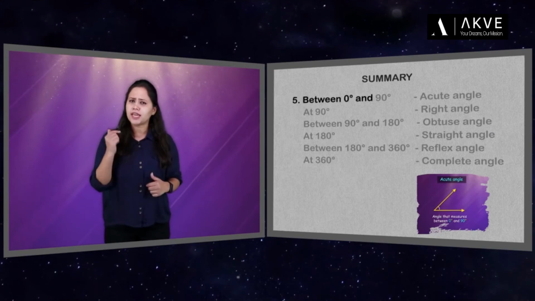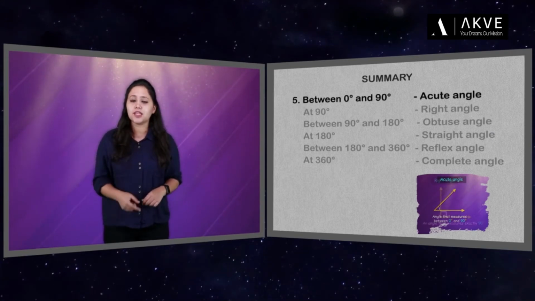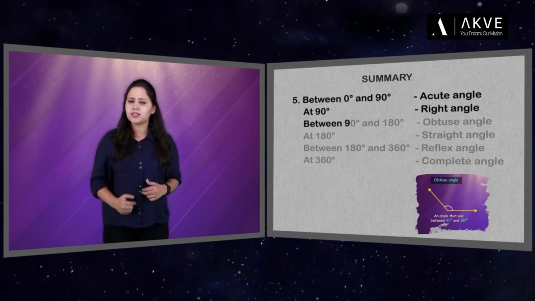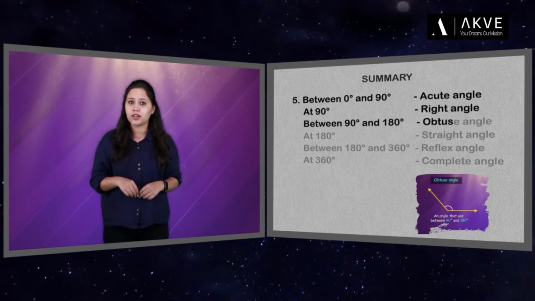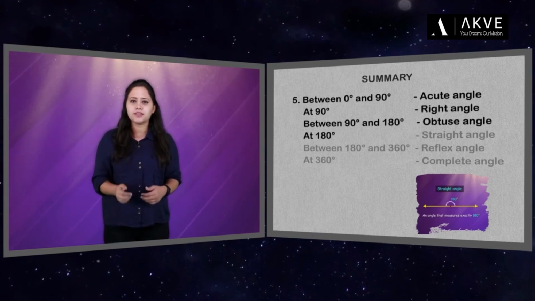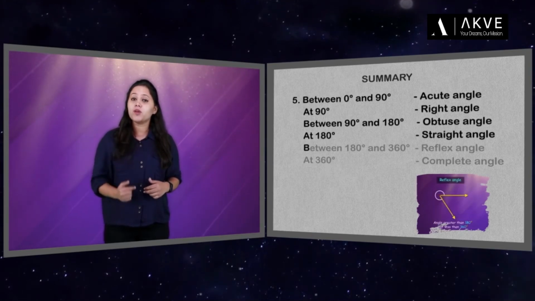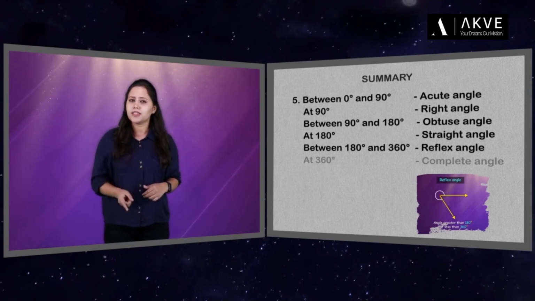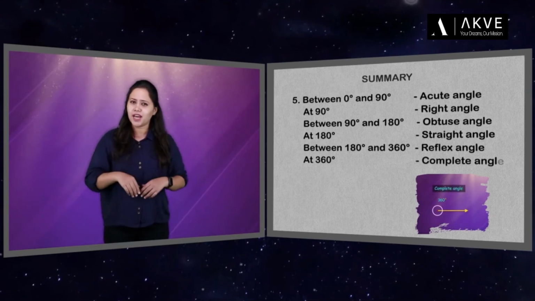Between 0 degrees and 90 degrees, acute angle. At 90 degrees, right angle. Between 90 degrees and 180 degrees, obtuse angle. At 180 degrees, straight angle. Between 180 degrees and 360 degrees, reflex angle. And at 360 degrees, complete angle.